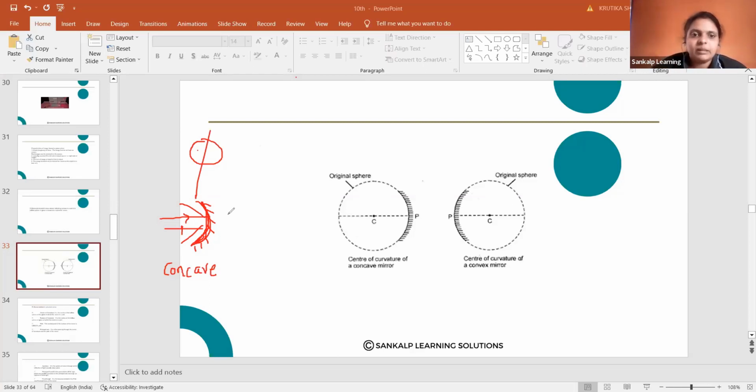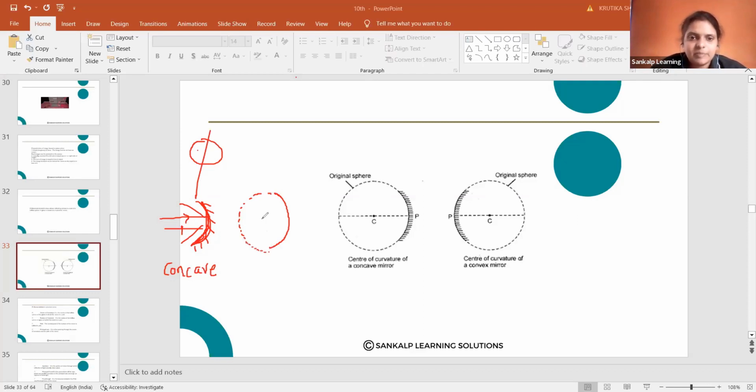Here you can see this one. This is the concave surface. The surface which is curved inward is called the concave surface. One more point here: why is it called curved inward? See, suppose I draw this imaginary sphere.